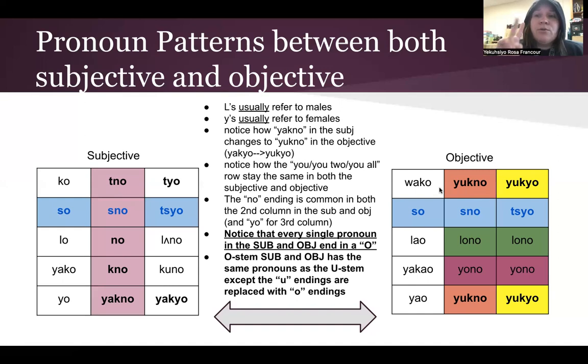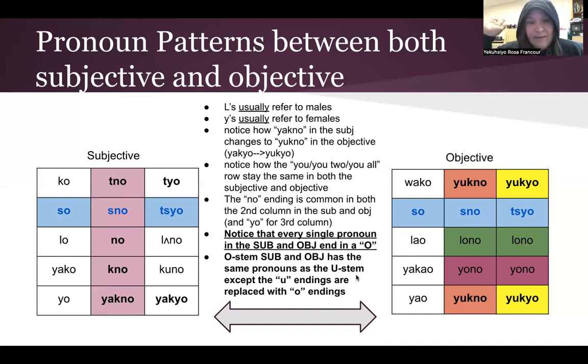Notice how the you two and you all pronouns are exactly the same. Zo, snow, jo. Zo, snow, jo. All of them are exactly the same. Common ending of no in the second column, same common ending in the second column in the objective. Yo, common ending in the third column, same in the objective. Okay, so that continues, but yugyo changes to yungyo, and the top is the same. So keep that in mind.